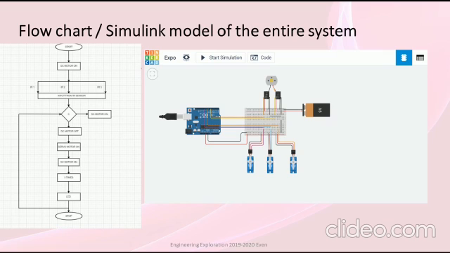The flowchart and Simulink model of the entire system is as shown. When the DC motor is on, the 3 IR sensors will sense the pot and dispense the soil and seed respectively. They are dispensed using a servo motor. Once the process is completed and process completion is indicated using LED lights, the DC motor is turned off. The Simulink model is as shown.